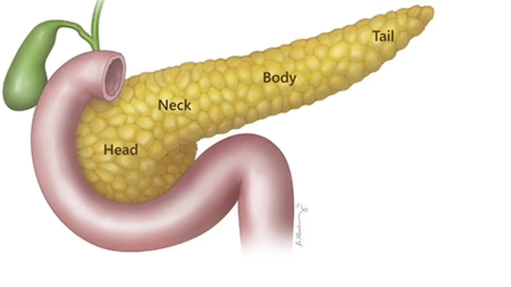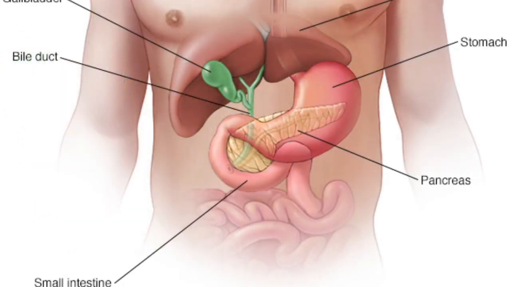The pancreas. The pancreas is a large gland behind the stomach that secretes digestive enzymes into the duodenum. Embedded in the pancreas are the islets of Langerhans, which secrete into the blood the hormones insulin and glucagon. The pancreas is about 6 inches long and sits across the back of the abdomen behind the stomach.